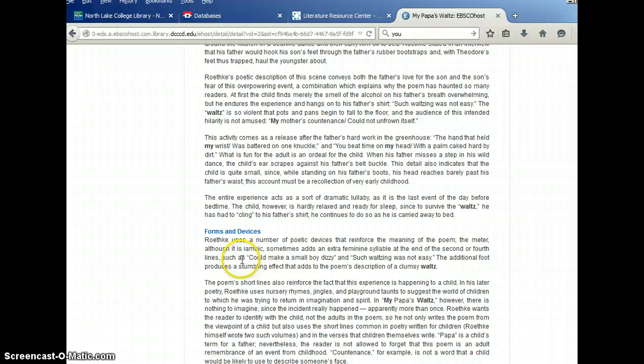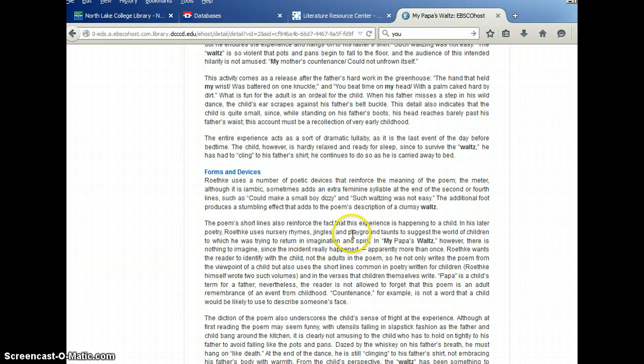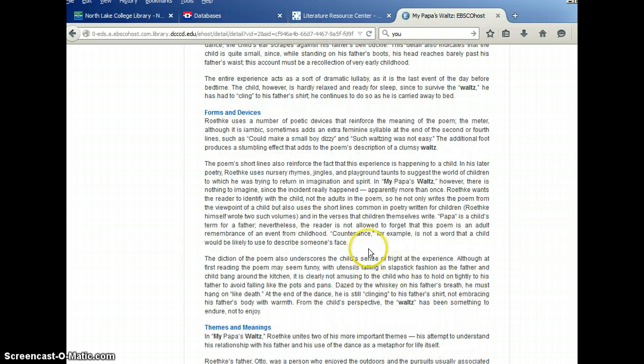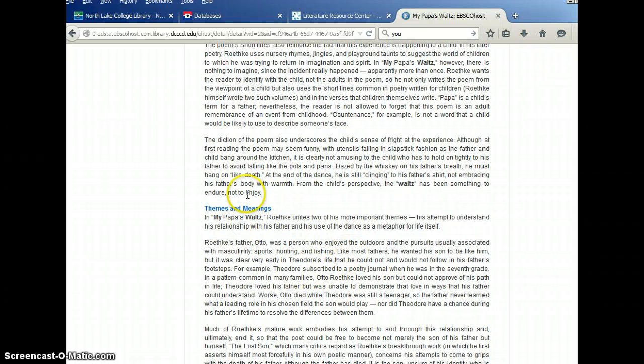And just by looking at it, it talks about the rhyme scheme. It talks about the mother's countenance, the movement of it, so everything, and it also gives me some of the themes and meanings. And again, this article may relate to how I interpreted it, but it may not, and that's okay. I have my interpretation.